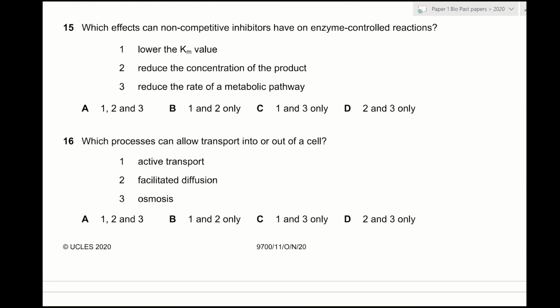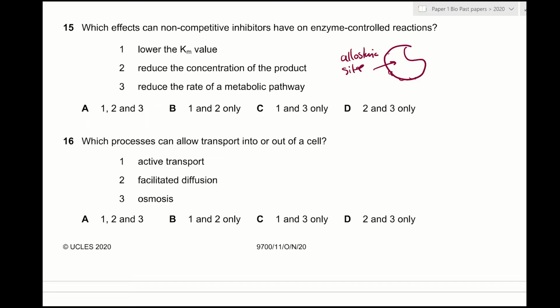15. Which effects can non-competitive inhibitors have on enzyme-controlled reactions? First of all, we must start by asking, what are non-competitive inhibitors? As we all know, non-competitive inhibitors bind to an allosteric site on the enzyme, changing the shape of the active site. So it binds to an allosteric site, so any site other than the active site, changing the shape of the active site. Now, let's see the suggestions that we have here.